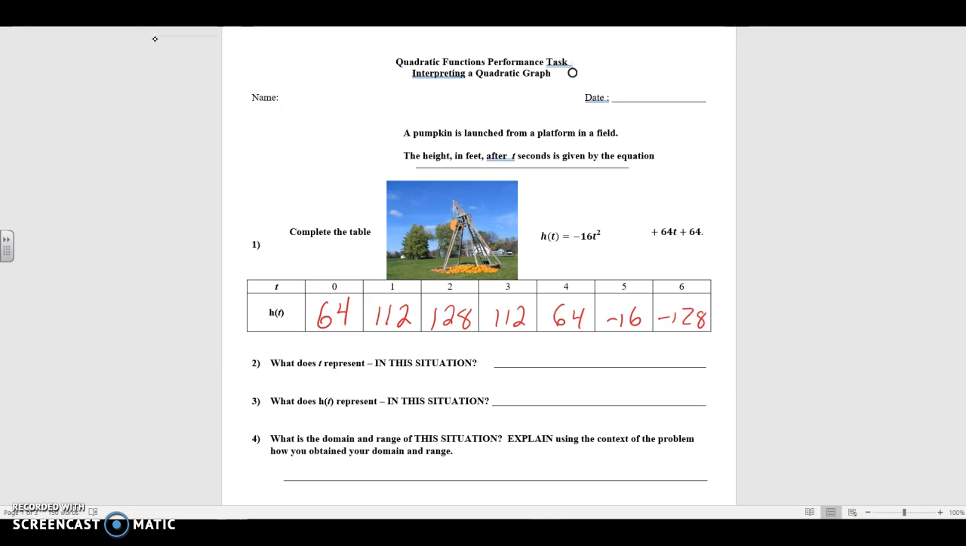So in this situation, t, right there, is the time in seconds. So it's important to note the units as well, so we're consistent right the way through. And h of t is going to be this right here, the height. And that'll be in feet.